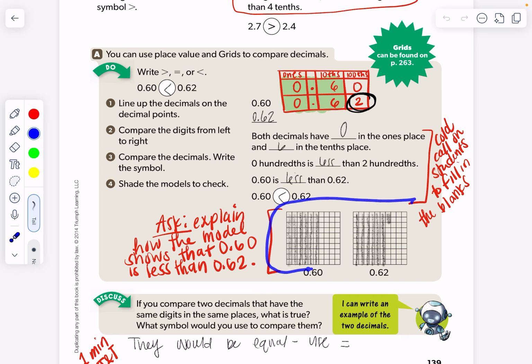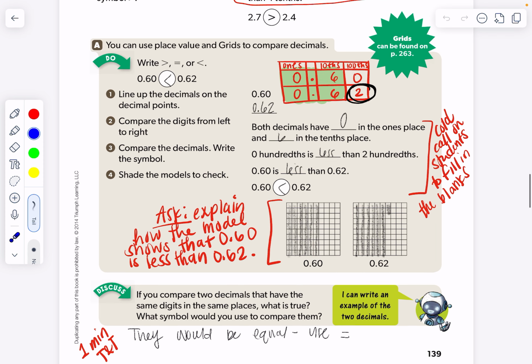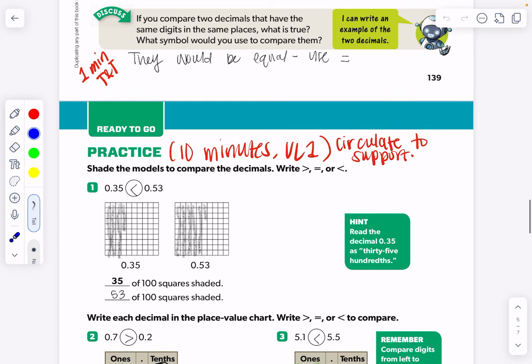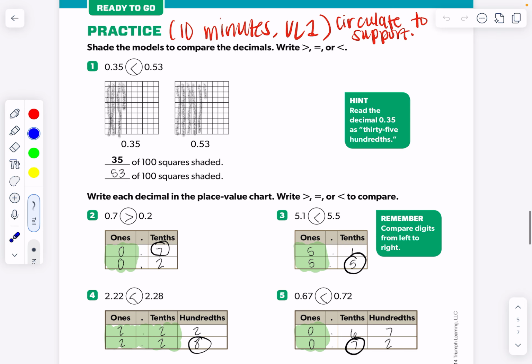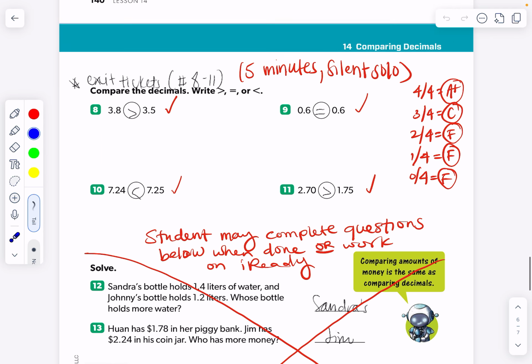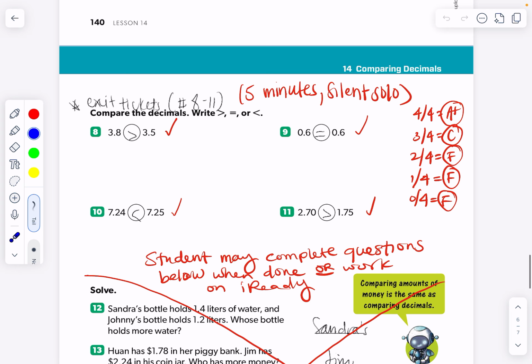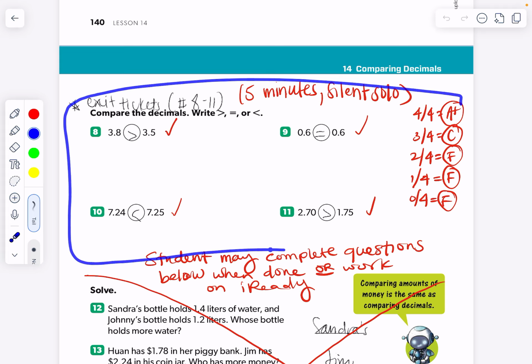However, we are also going to incorporate some models, some drawing. So with the model, we will have to demonstrate 6 tenths or 60 hundredths and then show 62 hundredths in the other model to identify which one is larger. Then we'll launch students in about 10 minutes of partner work where you are circulating to support. And then students will work on questions 8 through 11.